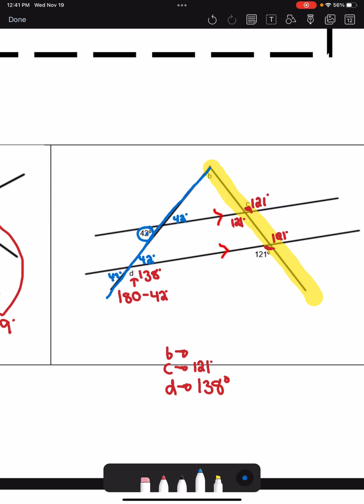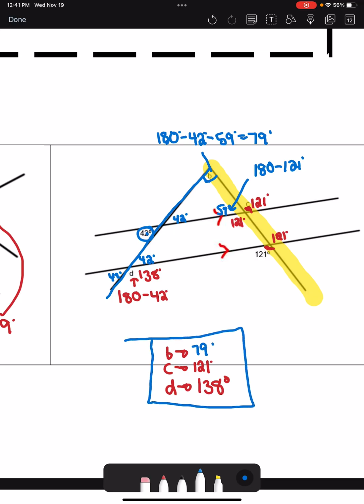Okay, so then finally over here, to find this missing angle, I'm going 180 minus 121, and that gives me 59 degrees. So I know this is 59 degrees. And then lastly, angle B, I'm going to go 180 minus 42 minus 59, and that will give me 79 degrees. So I know angle B is 79 degrees. Great, so those are all my missing angles.